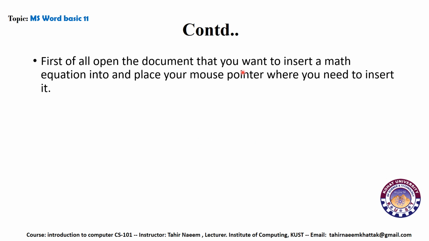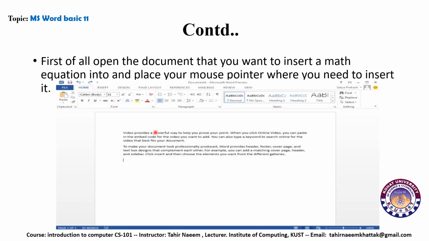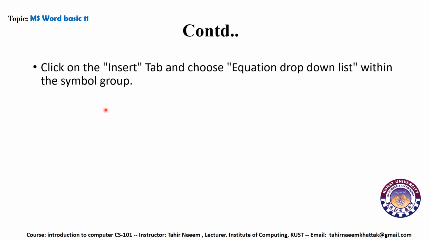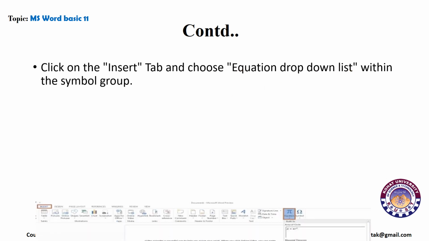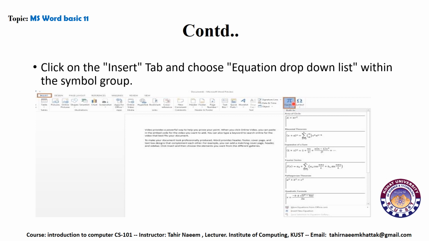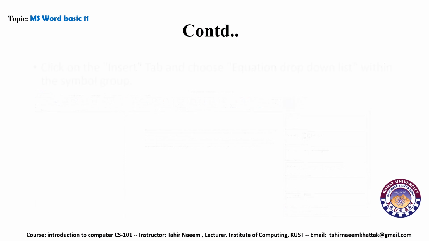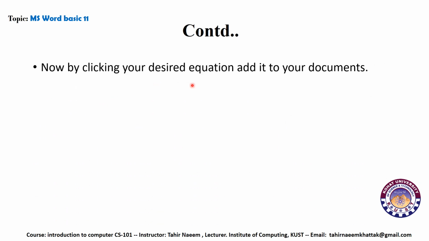First of all, we will open the document where we want to insert the math equation and place the pointer at the start of it. As you can see here, we want to insert a math equation, so here we will click on it and the mouse cursor appears here. Then we will click on the Insert tab and choose the Equation drop-down list within the Symbols group. Here, as you can see, we will click on Pi. This represents this equation. We will click on it.